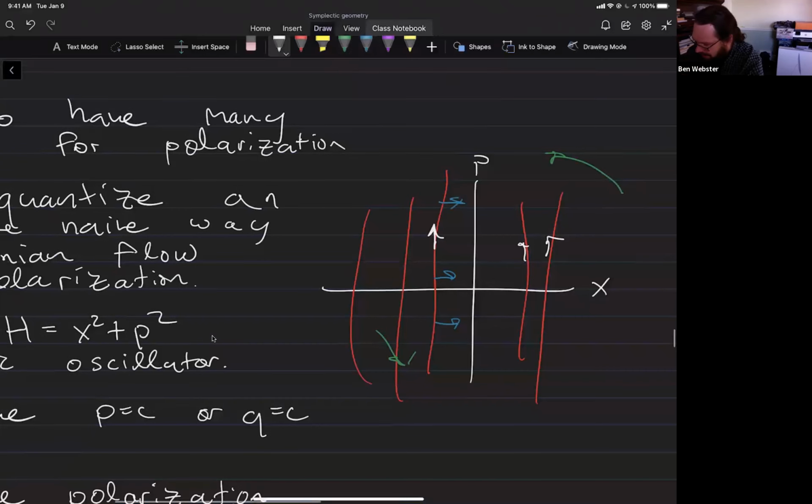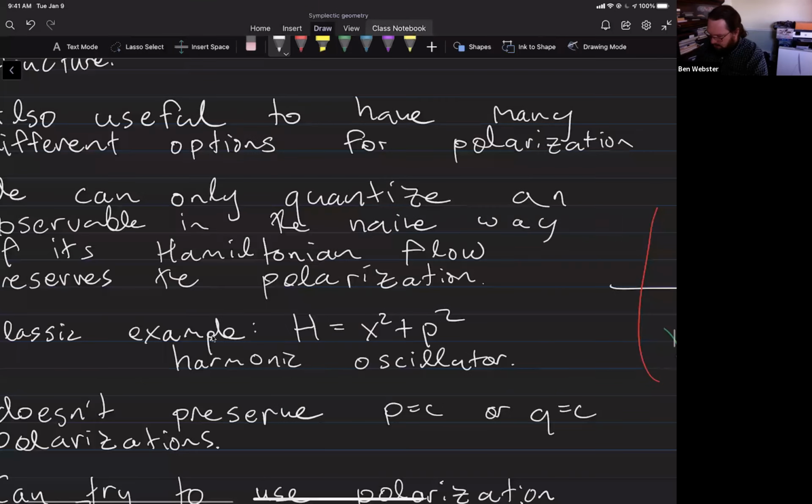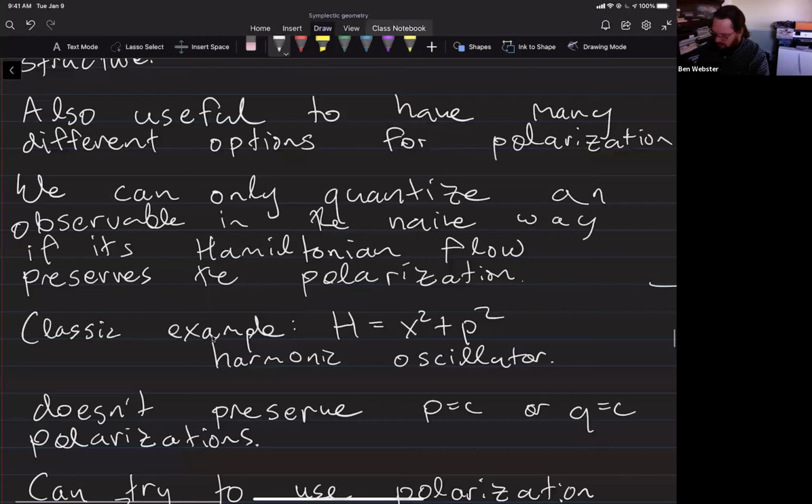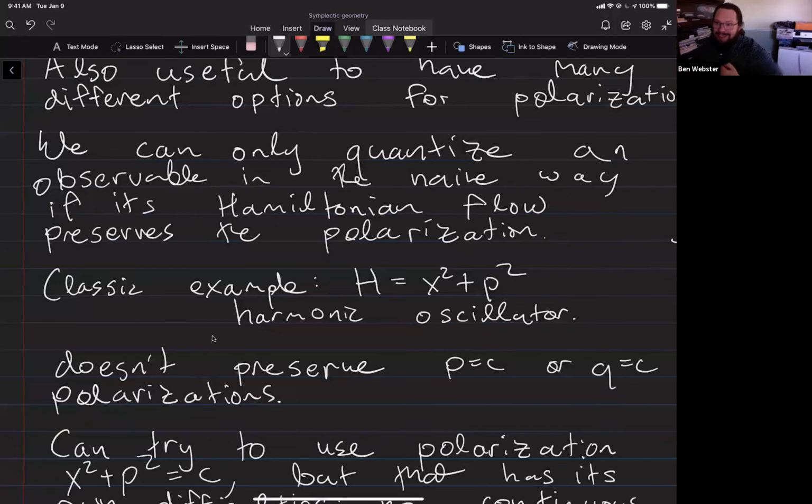So if I take the function f equals x squared plus p squared, which is an important example of a Hamiltonian, the one for the harmonic oscillator, I'm going to completely mess up the horizontal or the vertical polarization. This is like the most common Hamiltonian you want to study, the first one you want to make sure works. And it doesn't preserve either the horizontal or the vertical polarizations. This is not a totally insuperable problem, but I think it does lead you to an interesting place.